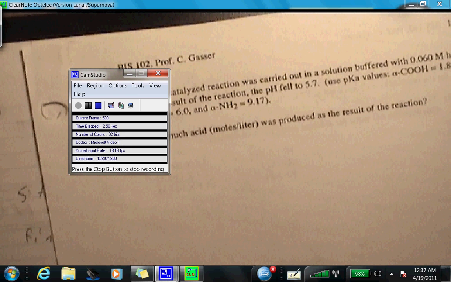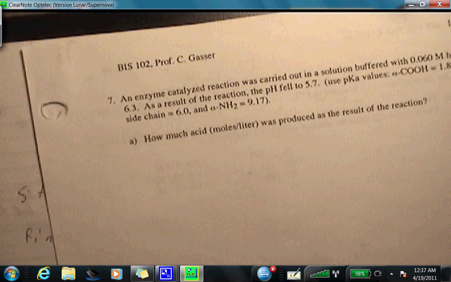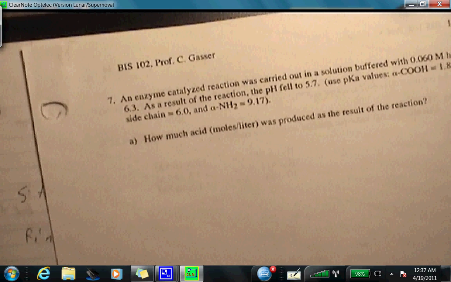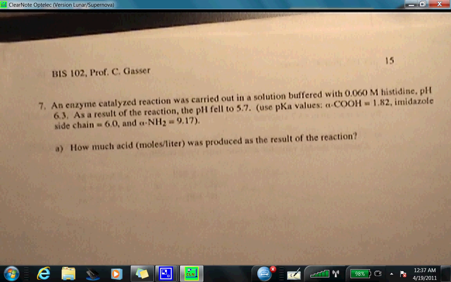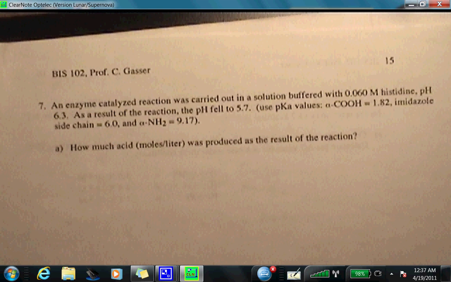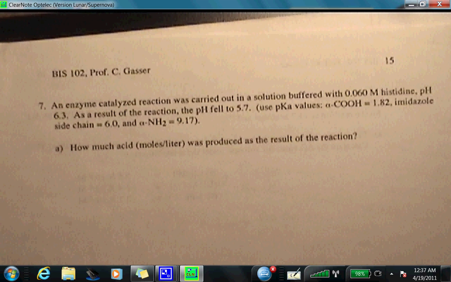Hi everyone. I'm going to do a speed through of number 7 of the course reader on page 15. This is my third time making it, so hopefully I won't be going too fast.